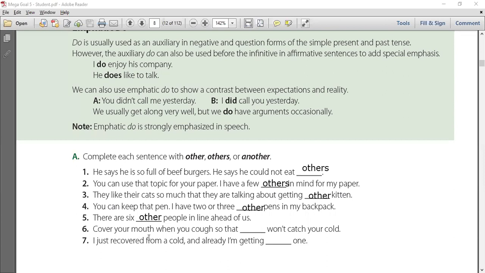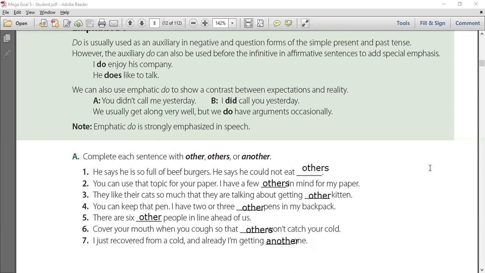Oh yeah, sorry. Cover your mouth when you cough so that others won't catch your cold. Others, I guess. Yes, others. It's referring to people, so we're going to say others. I just recovered from a cold and already I'm getting another one. Yes, another. Thank you. Easy.